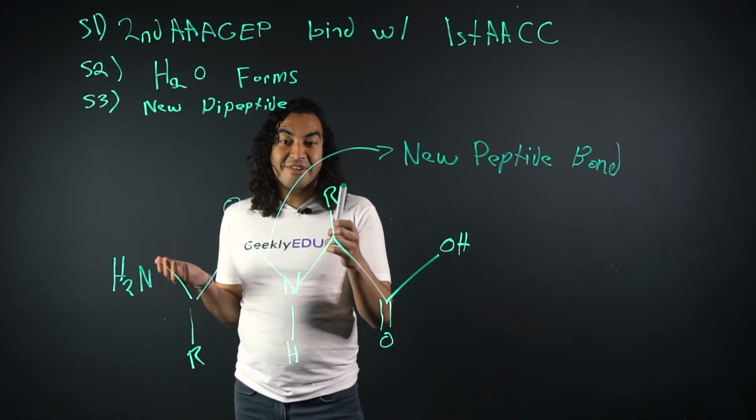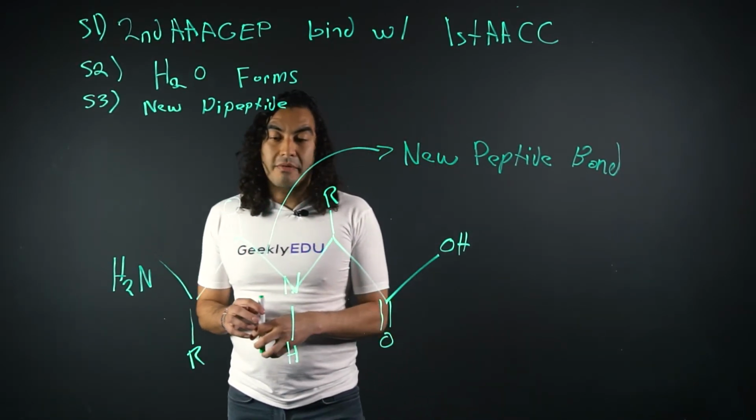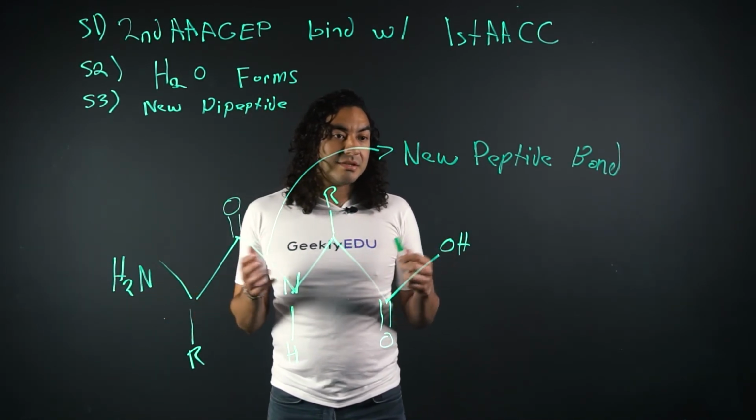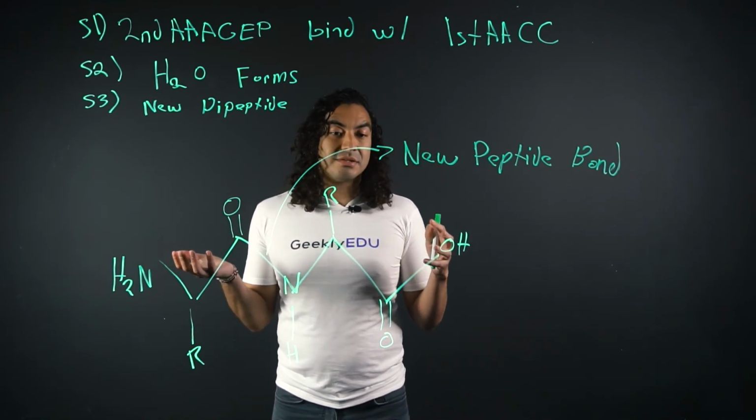So not only did you learn how a peptide bond formed, we reviewed how a protein is made, we reviewed the structure of an amino acid, and we reviewed how polypeptides are formed.